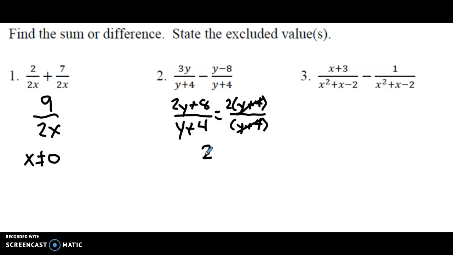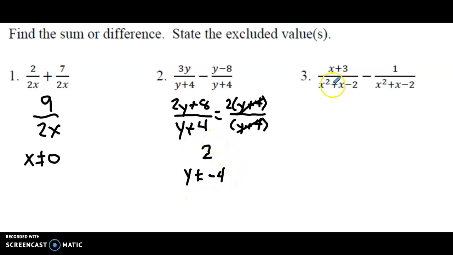All right, our excluded value, going back to our original problem, to make this 0, y can't be negative 4, so y cannot equal negative 4. And for the first one, it's exactly the same because, again, we already had common denominators, so this is our answer.